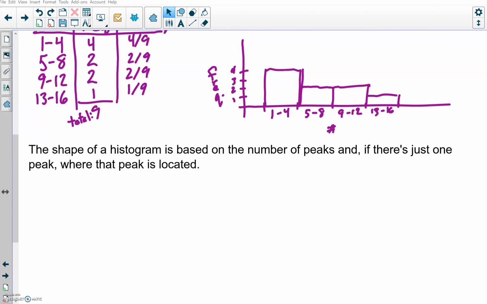And one of the main reasons is that certain statistical methods will only work for certain types of data distributions. So if the data has the right shape, you can use a certain method. If it doesn't have the right shape, then you can't. So it is important to be able to do this. And typically the shape of a histogram is based on the number of peaks, and if there's just one peak, where that peak is located.